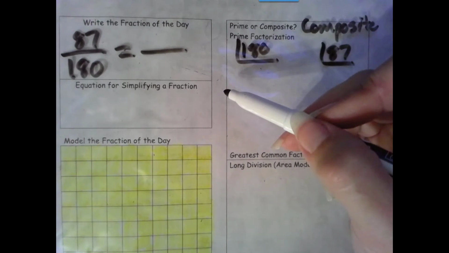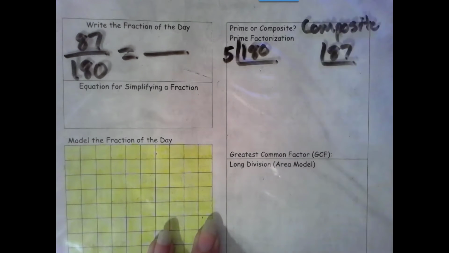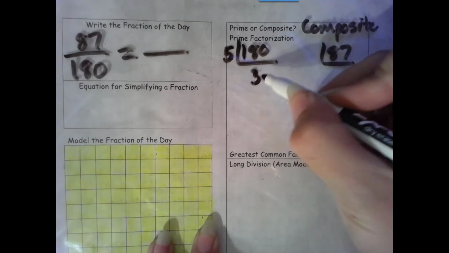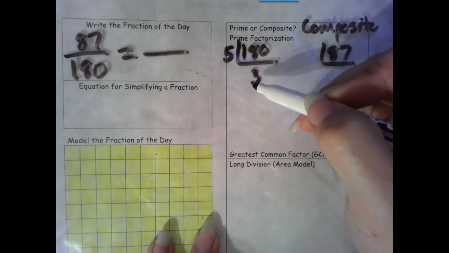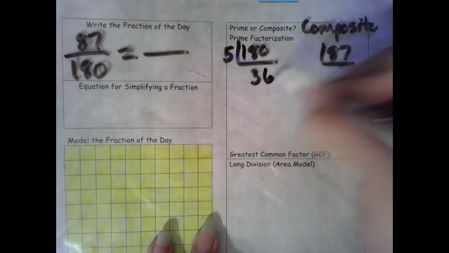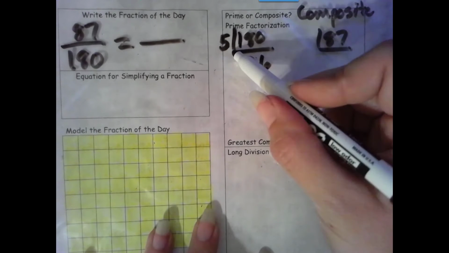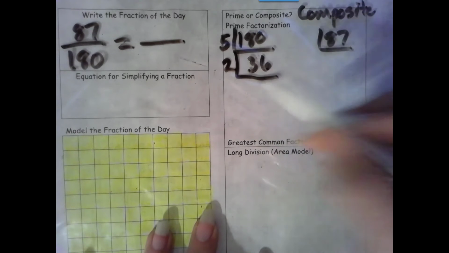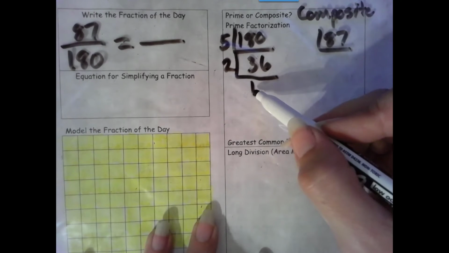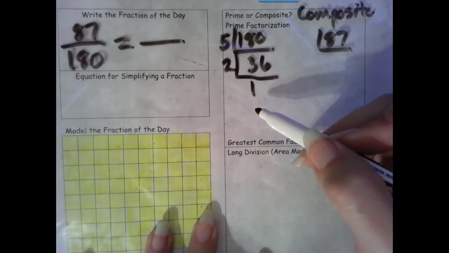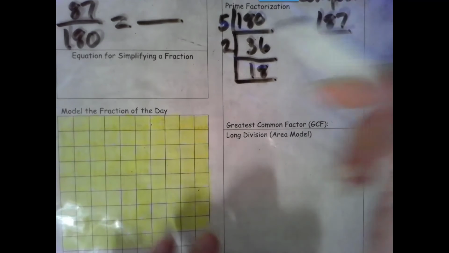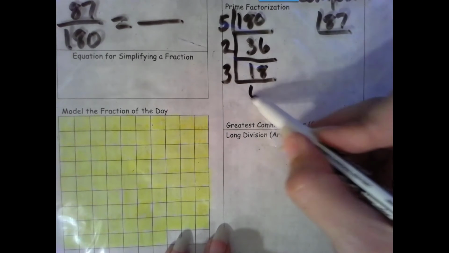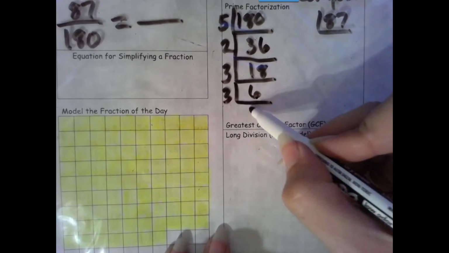Let's see, it ends in a 0, so I can divide by 5. I can get 5 groups of 3 tens, which is 15 tens out of 18 tens. That leaves 30, and 6 times 5 is 30. 36 is even, so I can get 10 twos out of 30. That leaves 16, and that would be 8. 18 is divisible by 3. I get 6. 6 is divisible by 3. I get 2.